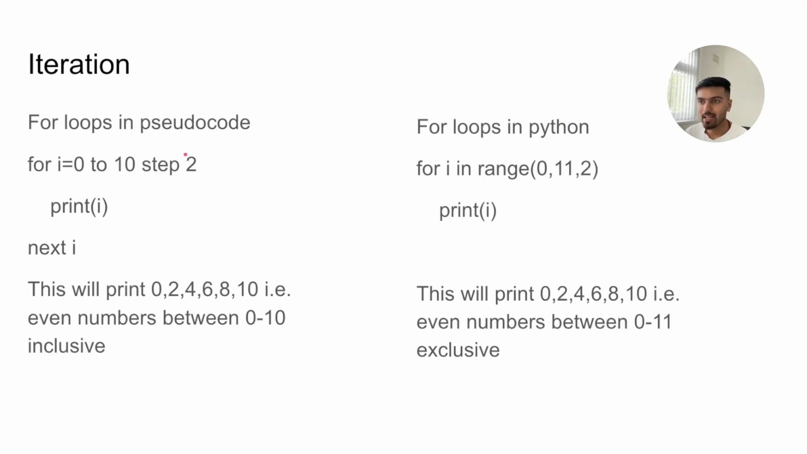And we can also add a third variable here, which is called a step. Step is basically from the start. Remember, this is the start and this is the end. So from the start to the end, we go up in twos. This is what the step means. However, in Python, we will have 0 to 11. Remember, 11 is not included. So it goes from 0 to 10. And the step is the third variable.